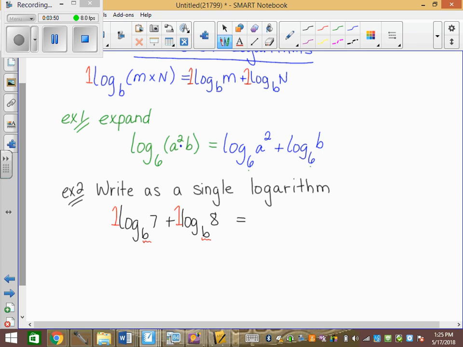Okay? So I'm going to rewrite them as log base b. And then because there's a +1 in between them, I'm actually going to do what with the 2 numbers 7 and 8? Multiply. So my answer is actually log b 56. Okay? If you can put them together and simplify, you do.